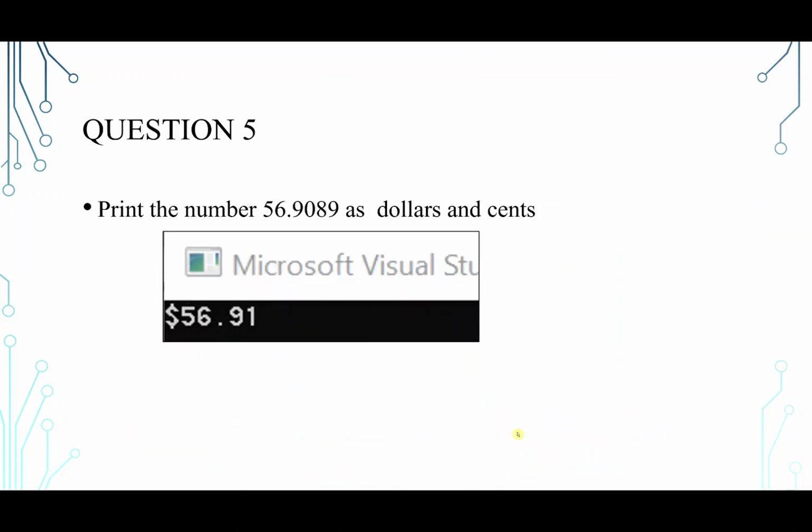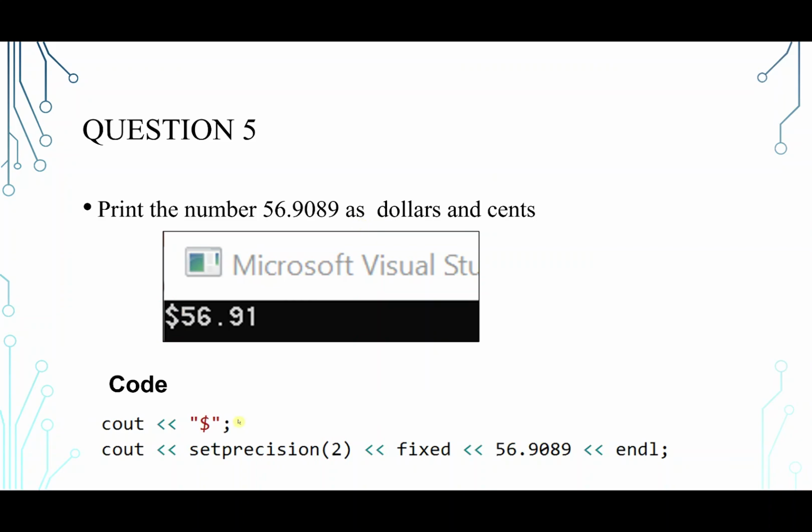So print the number 56.9089 as a dollar and cents. Now, this is a little bit trivial if you think about it. You just print this first, then you print this number to two significant decimal places, which is fixed precision with two numbers and fixed. So print that first without the end line because I needed it next to the number, then set precision to 2 and fixed, then your number.